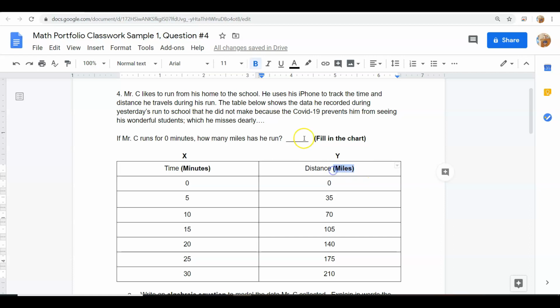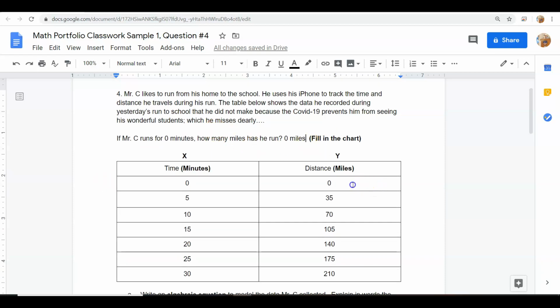No. They do not run any distance. They do not run any miles. They do not run any feet. They have not run a centimeter. And they sure as, you know what, have not run any millimeters. So the answer to this is 0 miles. Mr. C has run 0 miles if he's run for 0 minutes.